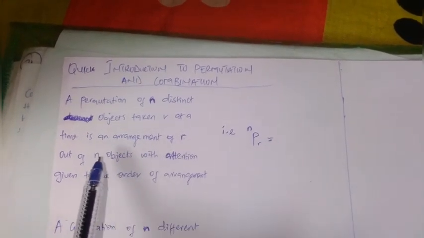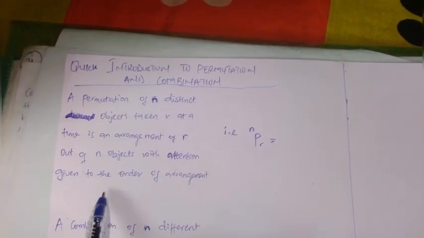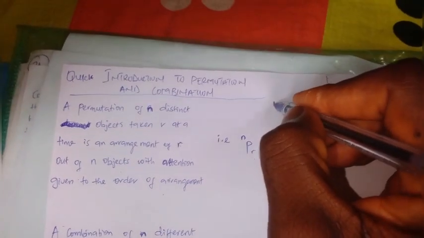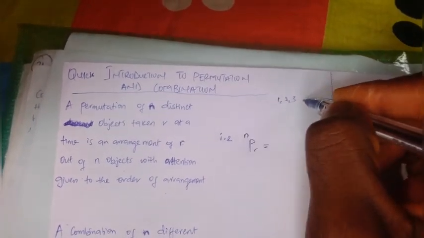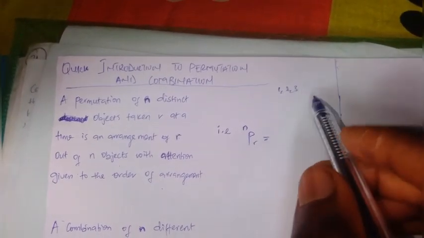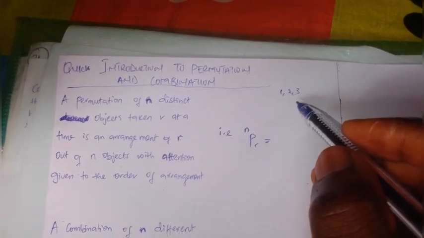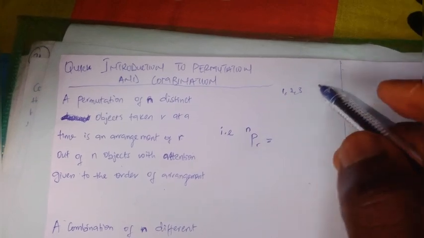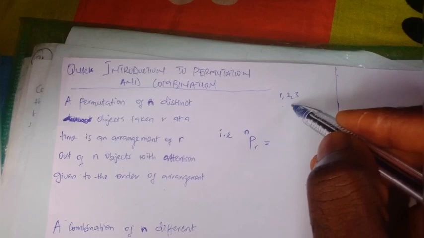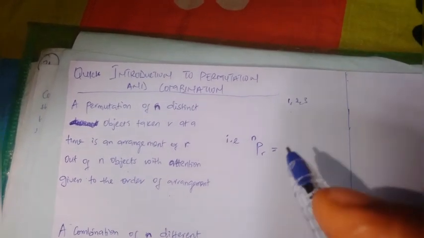And I've said it is the arrangement of r out of n objects with attention given to the order of arrangement. That is, if I say I'm giving 1, 2, 3, the difference between these three is the order. Since permutation takes note of the order of arrangement, if you are saying 1, 2, 3, it must be 1, 2, 3. If you are saying 2, 3, 1, it must be 2, 3, 1. If you are saying 4, 5, 6, it must be 4, 5, 6. It means it gives attention to the order of arrangement.